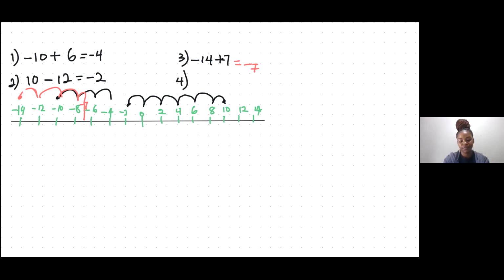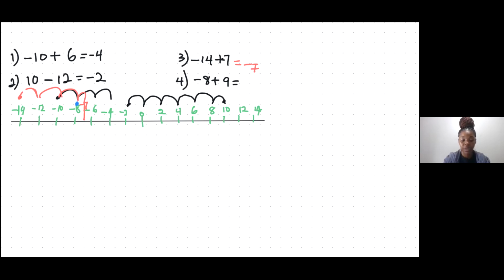Let us do -8 add 9. So I'm going to start at -8, which is going to be here. I'm going to go to 9.